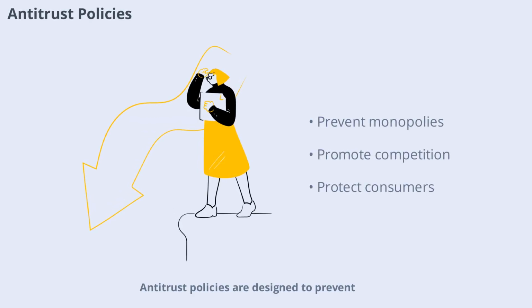Antitrust policies are designed to prevent the formation of monopolies and promote competition. These laws prohibit practices like price fixing, market division, and mergers that reduce competition. Effective enforcement helps maintain market efficiency and protect consumer interests.